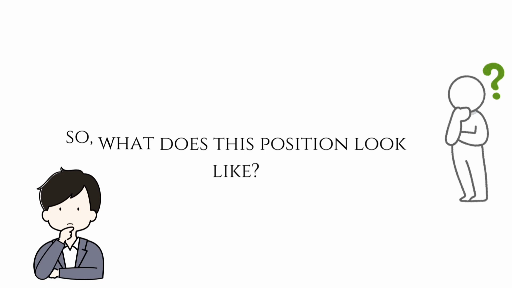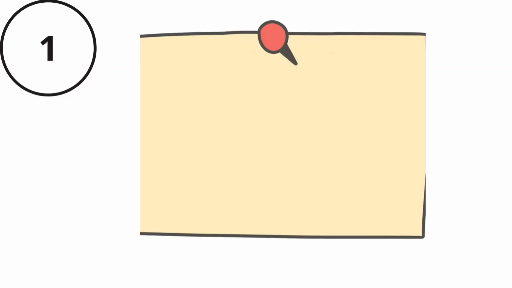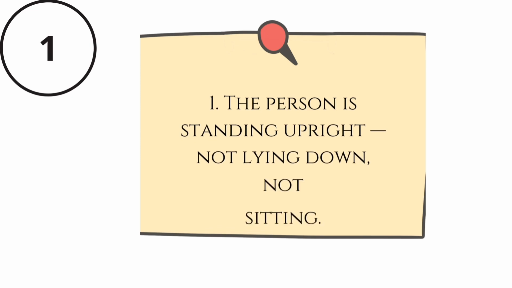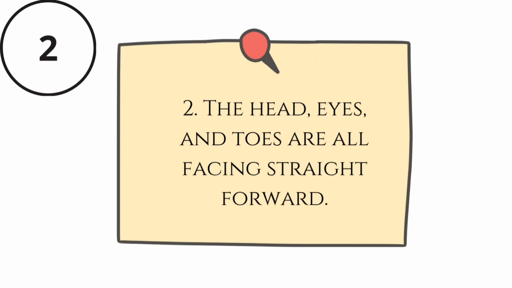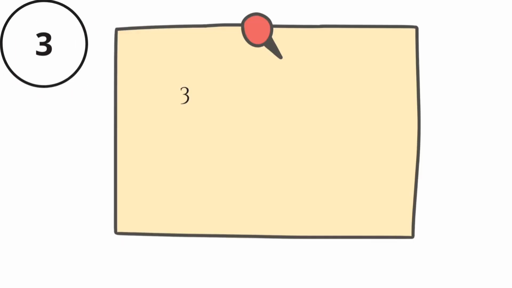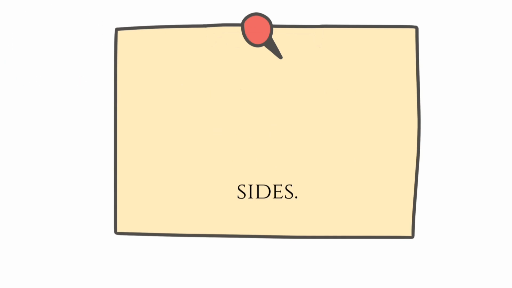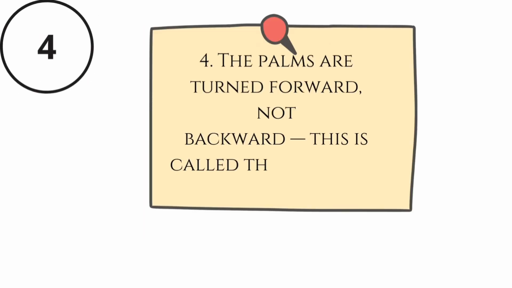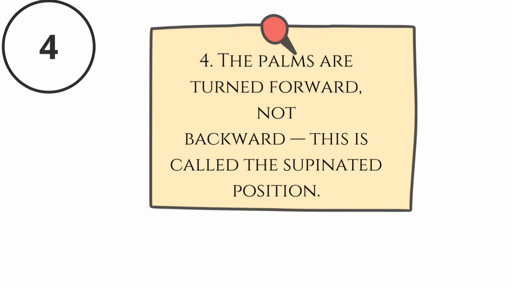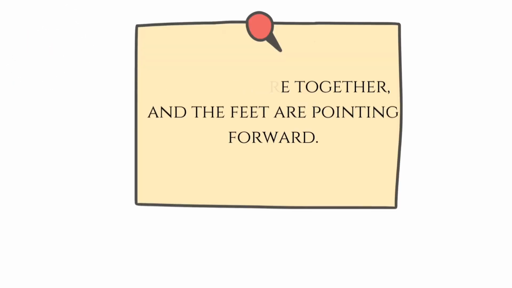So, what does this position look like? There are five key things to remember. First, the person is standing upright, not lying down, not sitting. Second, the head, eyes and toes are all facing straight forward. Third, the arms are hanging relaxed by the sides. Fourth, the palms are turned forward, not backward. This is called the supinated position. Fifth, the legs are together and the feet are pointing forward.